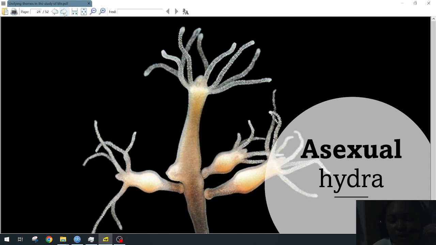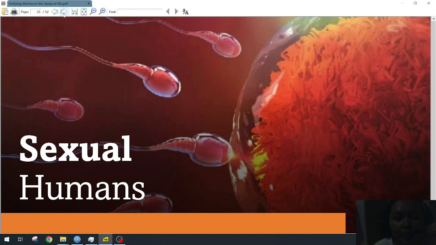Another example of asexual is a hydra. So, you can see here, these are buds o yung maliliit na hydra. Once they mature, they can detach dito sa mother hydra or parent hydra, and then they can grow on their own and produce their own bud. So, ayan, that's also their way to multiply. And this is the sexual reproduction. O basically, sperm and cell sa mga hayop or tao.